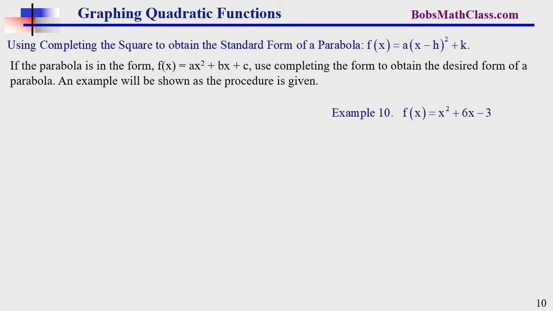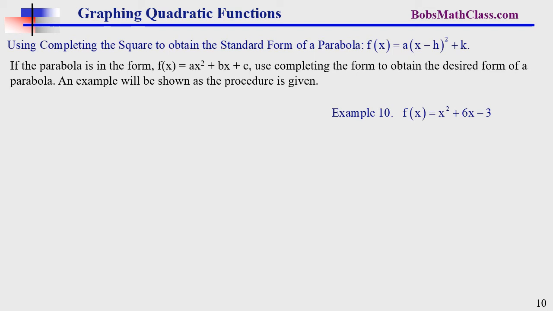Okay, our next example is completing the square. Hopefully you've done completing the square. So we want to use completing the square to write it in standard form, f of x equals a times (x minus h) squared plus k. Here's our example, f of x equals x squared plus 6x minus 3. Now, hopefully you remember, we take half of the x term and then square it and then add it to both sides.